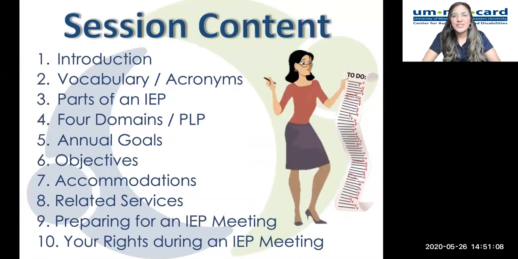And finally, we have our session content. So as I mentioned in the beginning, this is session 1, or just an introduction to the series. The next session will be vocabulary and acronyms. The third session is parts of an IEP. And then we get into the 4 domains and the PLP, which is the present level of performance. The 5th session will be annual goals.